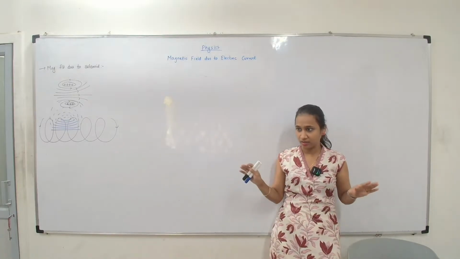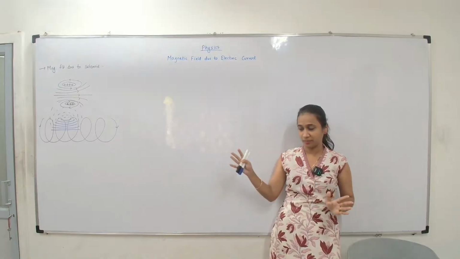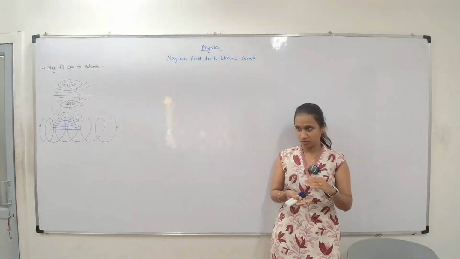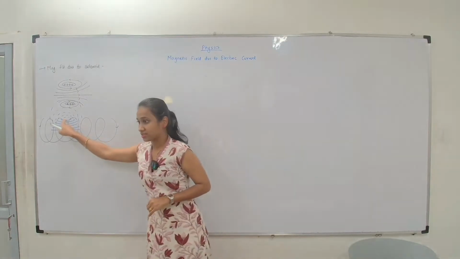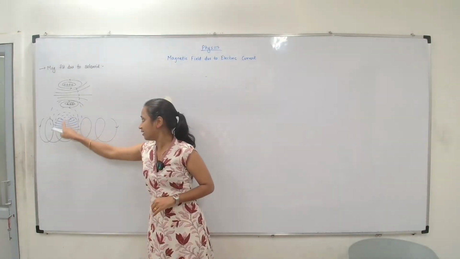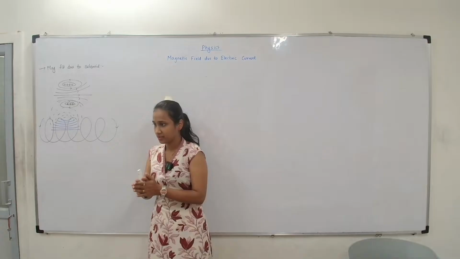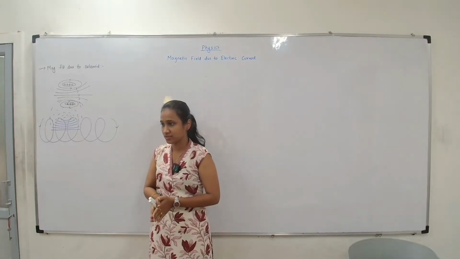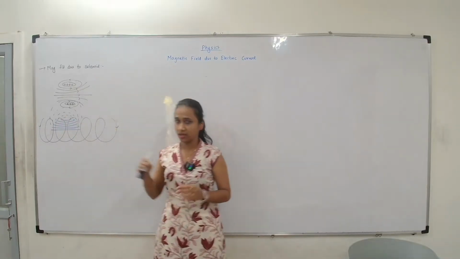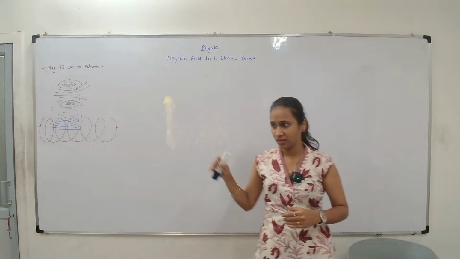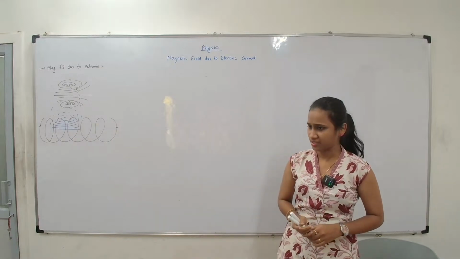Outside it is weak because widely separated. Inside closely. Where are they closely? Here there are more. So inside here the field is strong, here the field is quite weak. It is totally weak in the center. And outside the solenoid the field again gets very weak. So we will consider it almost equal to 0.